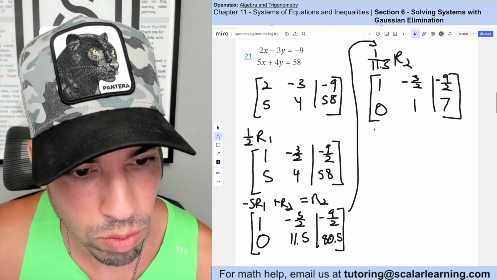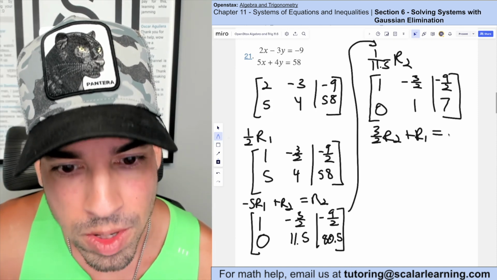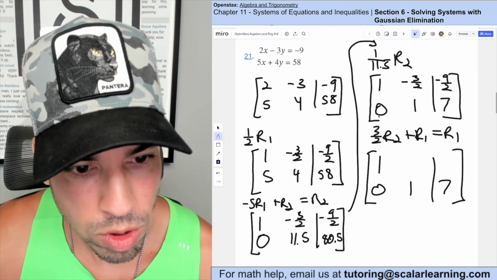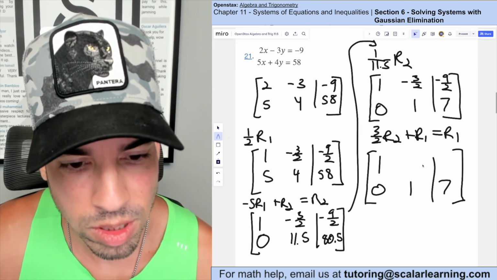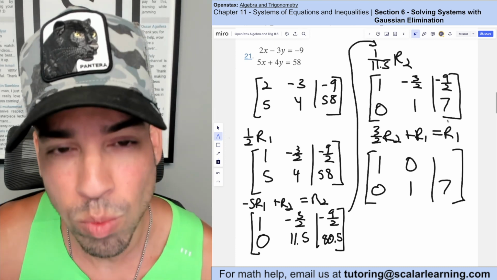So I'm going to multiply row 2 by 3/2, and I'm going to add it back to row 1 to get a new row 1. Let's write it out. 3/2 times 0 is 0, plus 1 is 1. 3/2 times 1 is 3/2, plus -3/2 is 0. Last but not least, 3/2 times 7 is 21 over 2.